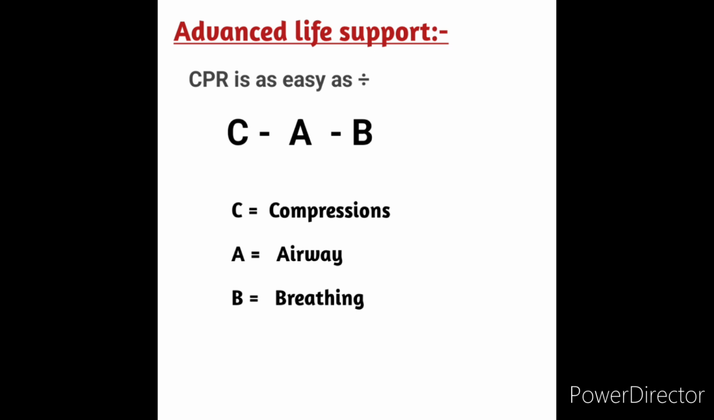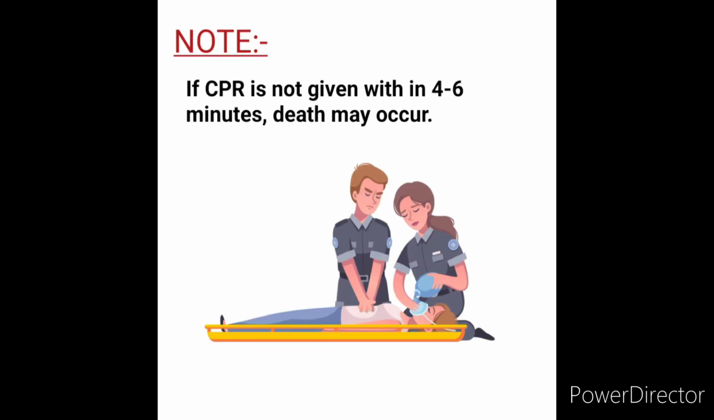In advanced life support, we have to follow CAB. CPR is easy as CAB. Compressions, airway, breathing. Compression followed by airway, airway followed by breathing. CAB we have to follow in advanced life support. Note: if CPR is not given within 4 to 6 minutes, death may occur. So, if any person or victim is unresponsive, we have to check pulse. Then and there only we have to start CPR.